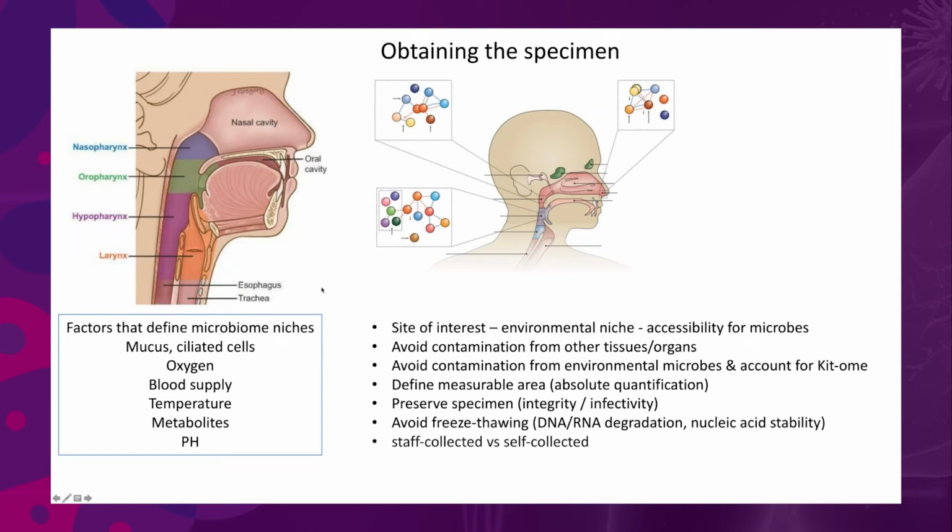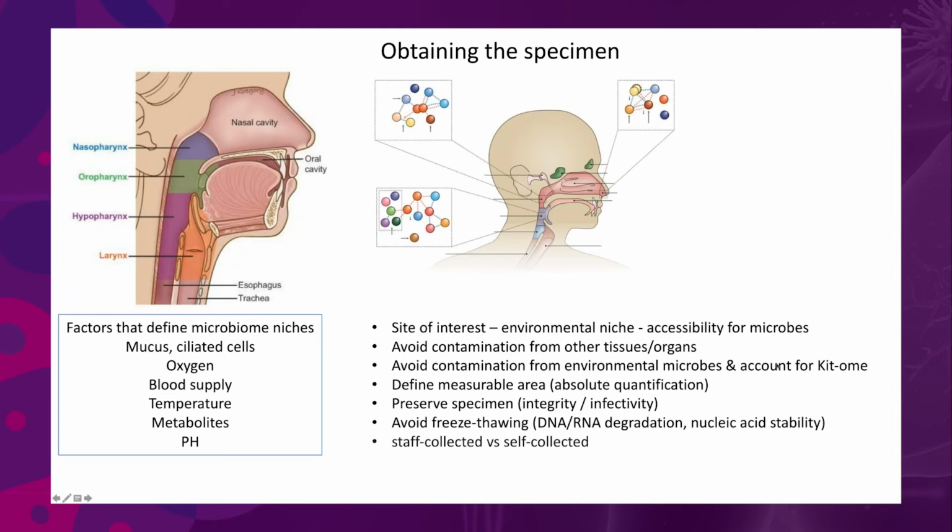We need to take this into account when we try to access the specific environmental site, in order to avoid passing through different environmental niches. We also need to take into account the accessibility for environmental microbes to reach the specific site that we target. And in CURE, we have already developed some computational pipelines where we can discriminate between environmental microbes and the microbes that are actually resident in the targeted area.